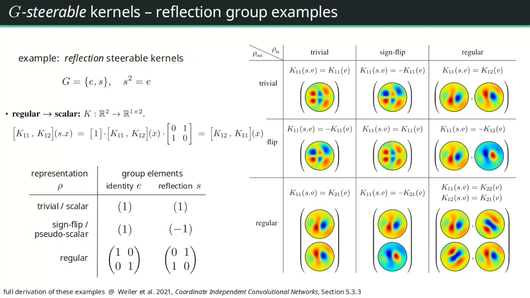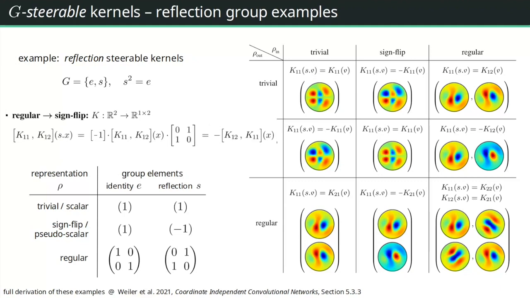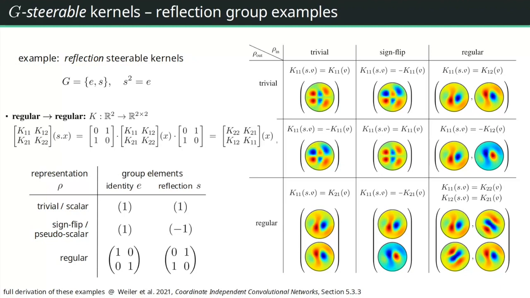And then mapping from regular to scalar fields, you have such kernels of shape 1×2, and it's actually just the transposed version of what we had to map from trivial to regular representations. The same for regular to sign flip. And then what's maybe a bit more interesting is the one in the bottom right, which maps from regular to regular feature fields. Now we have a two-channel input field and a two-channel output field. So we have a 2×2 matrix of kernels. And this constraint says that K11 has to be equal to K22 and K12 has to be equal to K21.